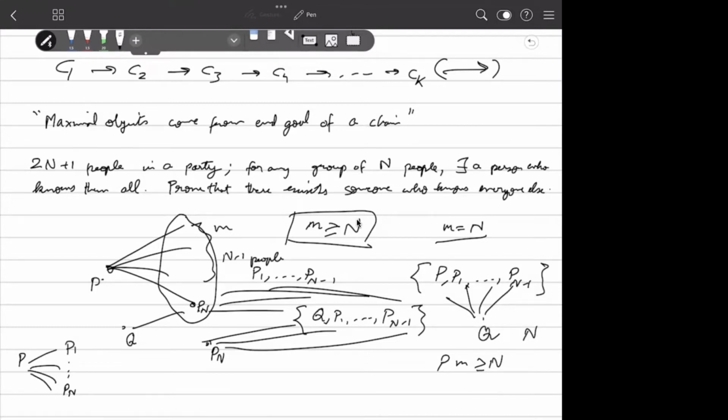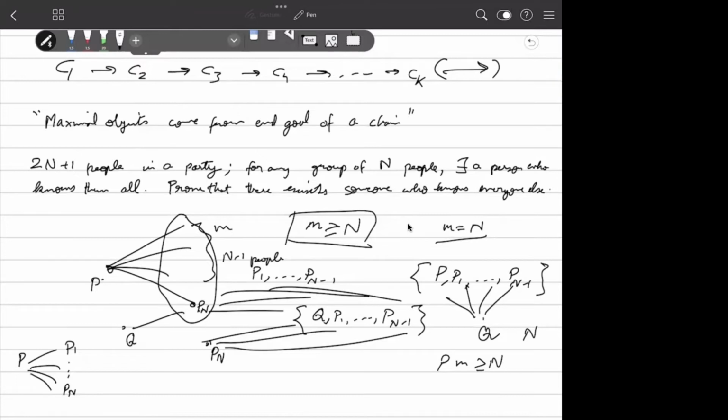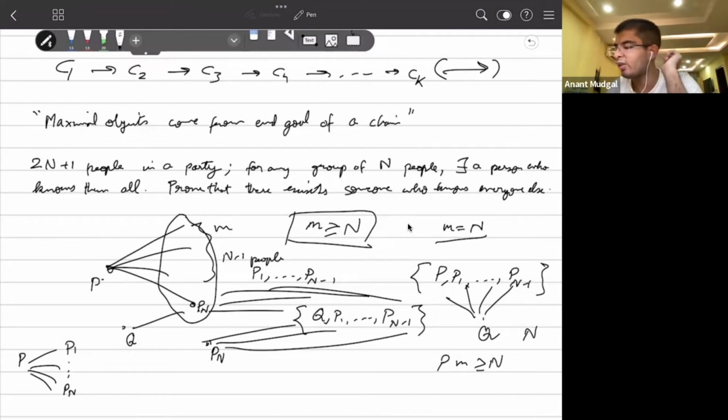But P might know more people, and also you can't pick a group of n plus 1 people and then say someone outside. The condition only says for any group of n people. So there's some restriction there. But again, this is leading somewhere. This idea of looking at the person outside, which has edges, is a hint towards some structure.